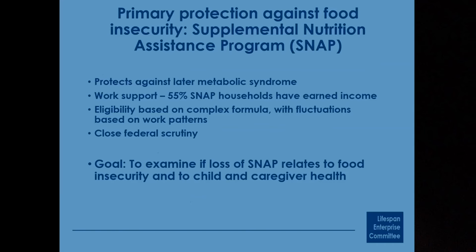These are food stamps, and it's referred to as SNAP. So we know there's evidence that SNAP, or food stamps, protect against later metabolic syndrome. And what we see is that SNAP is actually a work support. 55% of households receiving SNAP have earned income. The eligibility for SNAP is very complex. It's based on a formula that fluctuates based on work patterns.